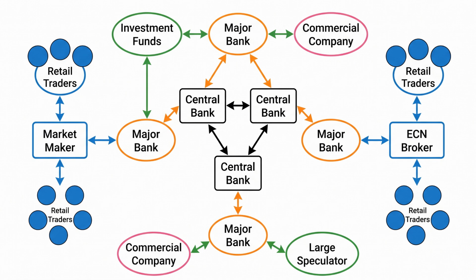The outer edge, retail traders. At the very edges of the flow chart are the retail traders, represented by clusters of blue circles. These are individual, everyday traders who trade from their personal accounts. They are entirely dependent on their chosen broker, market maker, or ECN to access the broader Forex market and are the furthest removed from the central flow of global liquidity.